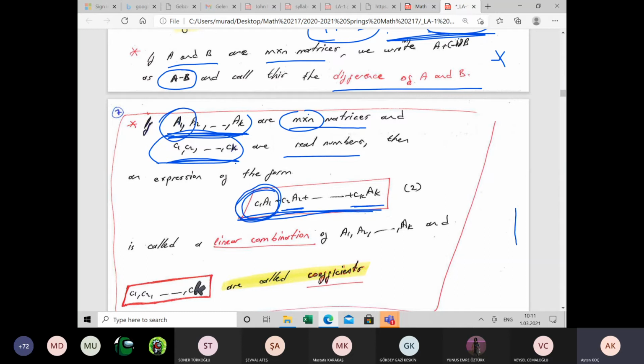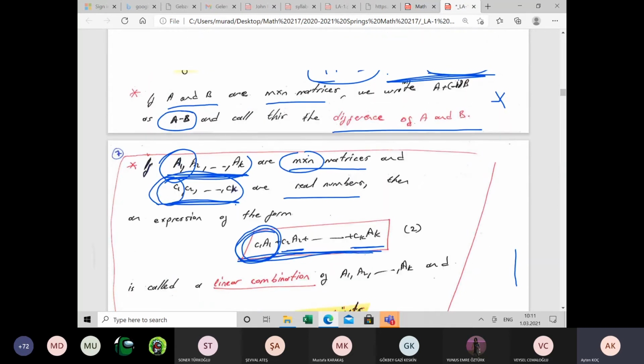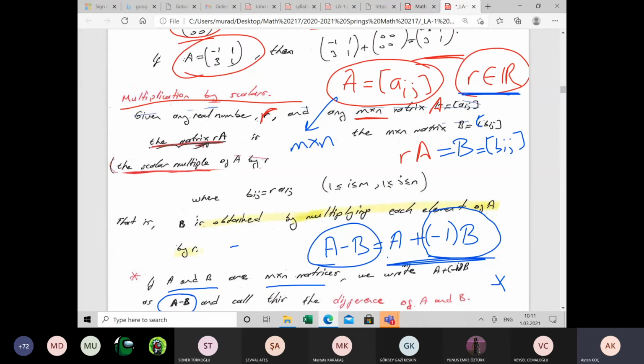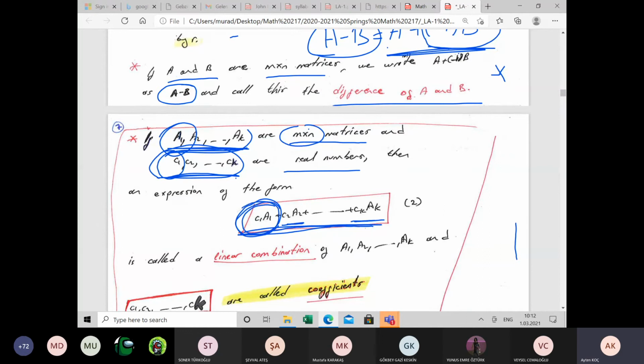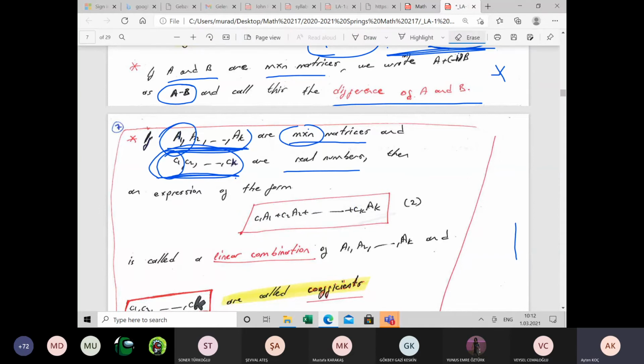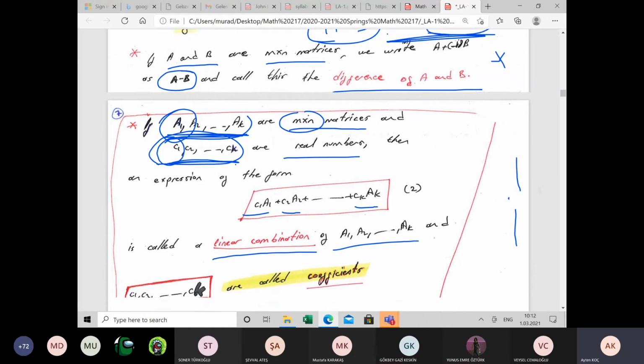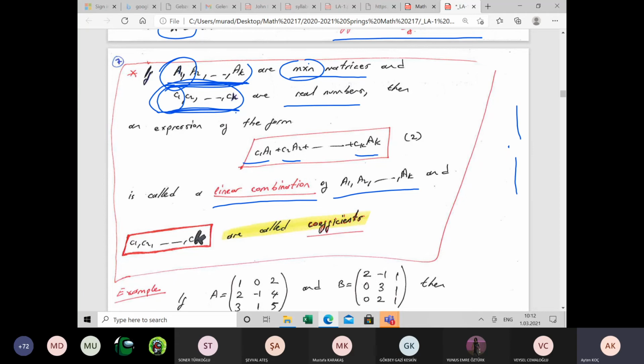Take the first matrix, take the first scalar, use the multiplication by scalar. And then we obtain the first term. And the next one, another scalar multiplication, and the next one. And then compute the sum of this one, this one, and this one. This expression is called the linear combination of the matrices. And here C1, C2, Ck are called the coefficients.